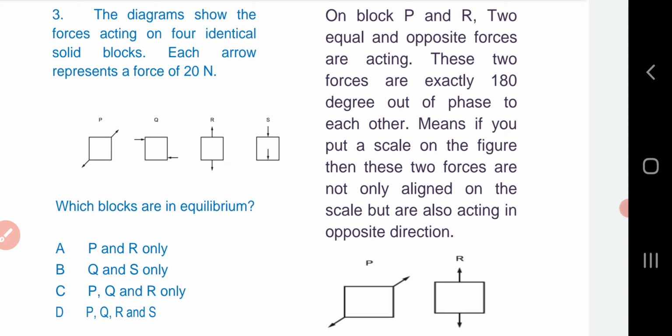These two forces are exactly 180 degrees out of phase to each other. It means if you put a scale on the figure, then these two forces are aligned on the scale and are also acting in the opposite direction. Answer is option A.